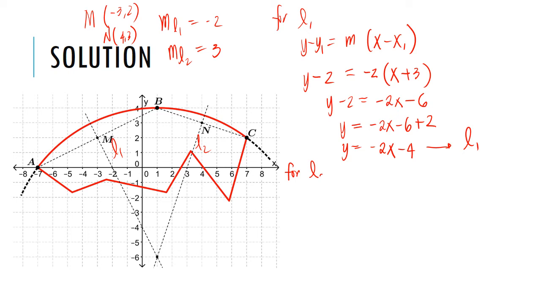For line 2, we use the same process. We use the point slope form or point slope formula. So y minus, for line 2, it passes through 4, 3. So y1 is 3. And the slope of line 2 is positive 3, times x minus 4. Simplify, we get 3x minus 3 times 4 is 12.